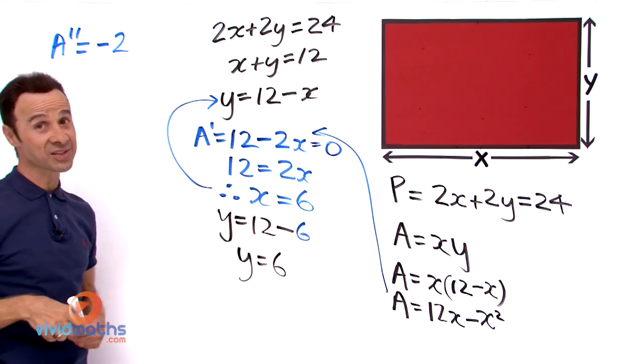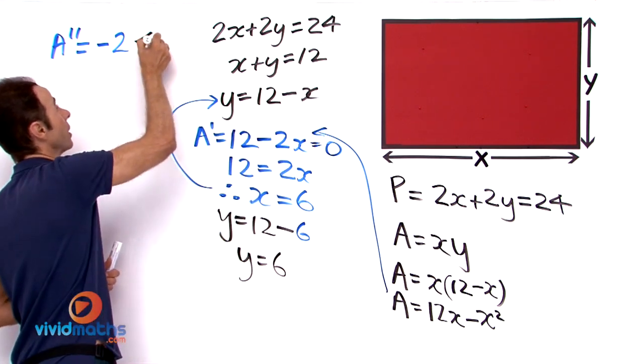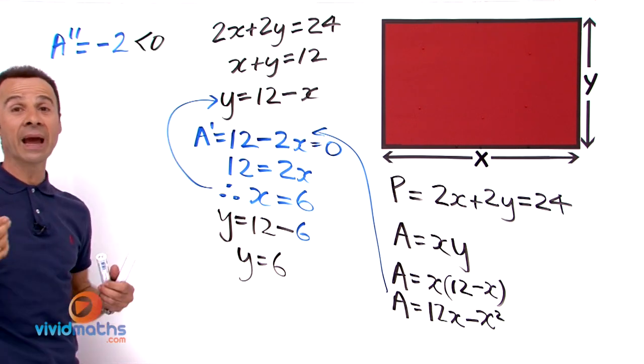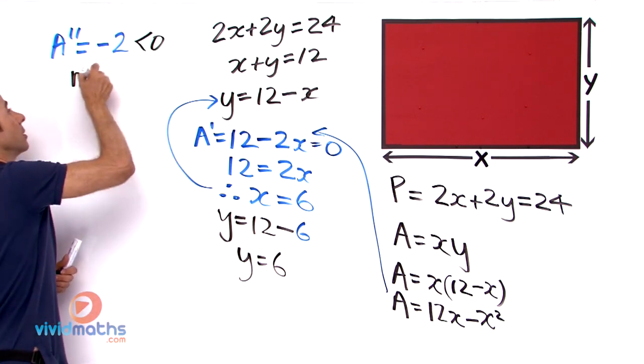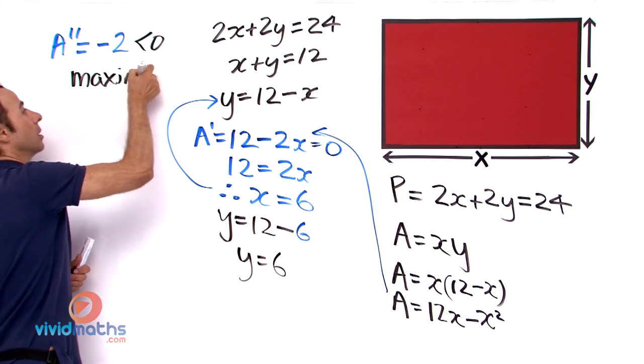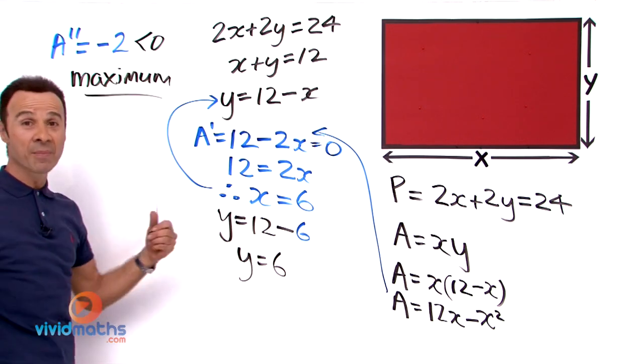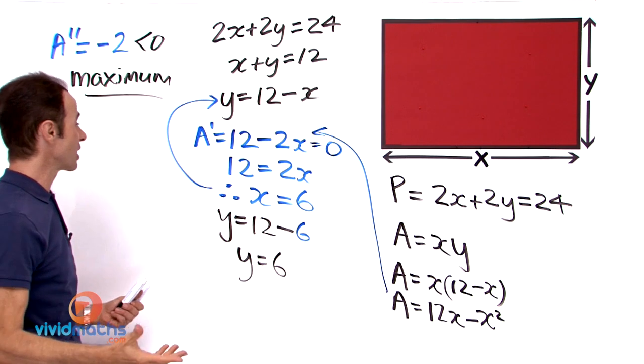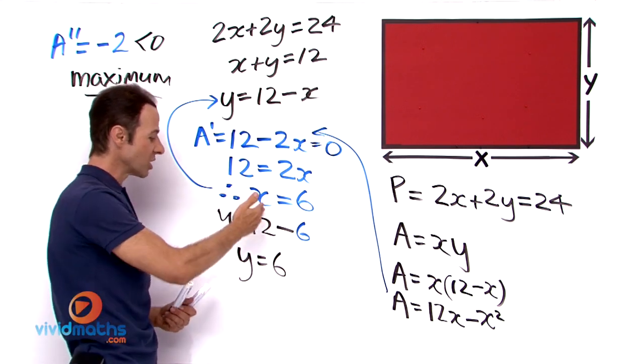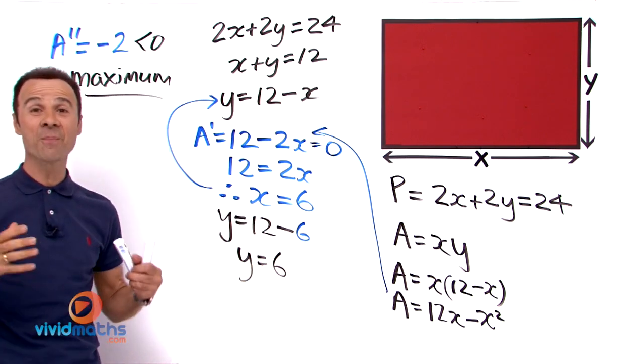Now what's that? That's less than 0, obviously. What does that mean? It means it's going to be a maximum. Great, we got a maximum. That's awesome. So now that we got a maximum, we know that when x equals 6 and y equals 6, we're going to have the maximum area.